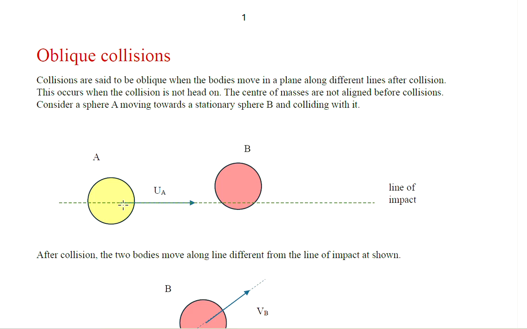Look here. I have object A moving along this line. And for the sake of simplicity, we're going to take object B, the sphere B, as being stationary. The center of mass of A is here, center of mass of B is right here. For a one-dimensional collision, the objects would be moving along a line joining the centers of mass. But this is not the case here. The line of impact here, which is the line along which object A is moving, is some distance from the center of mass of B.